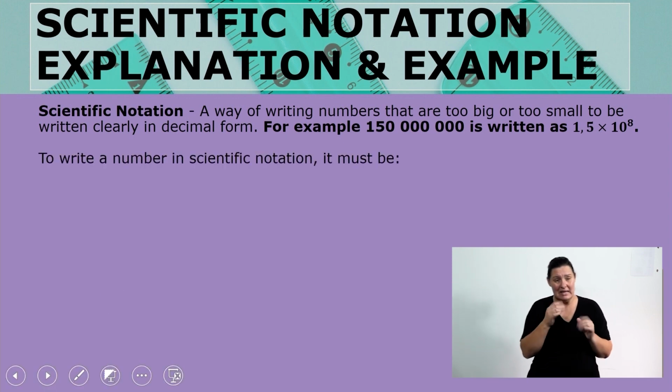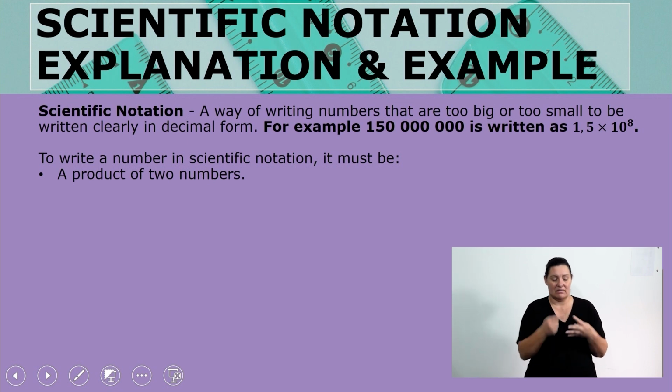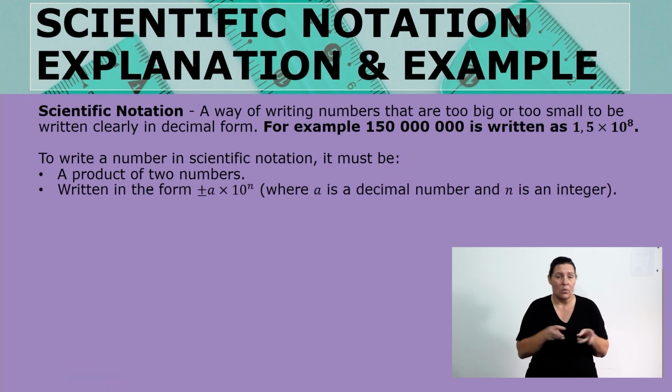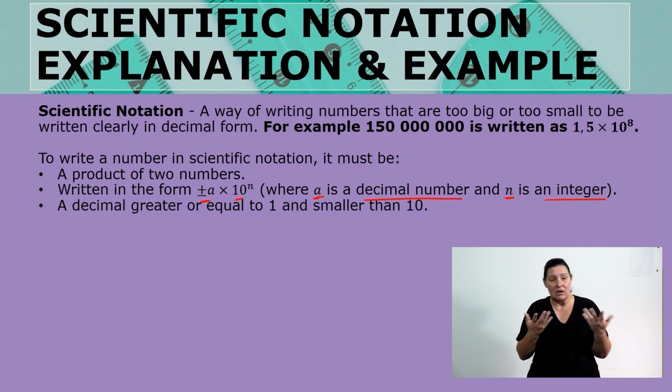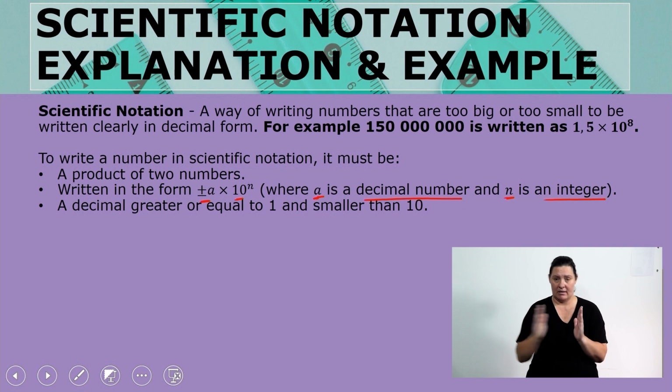To write a scientific number, it must have the following conditions. It must be a product of two numbers. It must be written in the form of positive or negative a multiplied by 10 to the exponent n, where a is a decimal number and n is an integer. Our last condition is that it must be a decimal that is greater than or equal to 1 and smaller than 10. So we are looking at a number in the ones placeholder, because it is between 1 and 10. It can also be equal to 1.